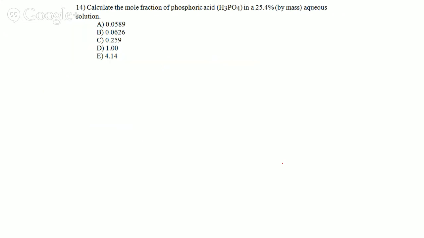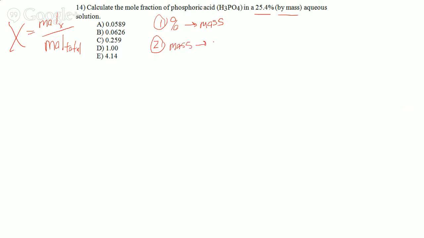Problem 14 says calculate the mole fraction of phosphoric acid given this percentage composition. Well, first thing to remember is, well, what is the mole fraction? It's the moles of your part over the moles total. All right, so we're going to have to get moles, and they give us percentage by mass. So first thing we can do is percentage. We can get masses. Second step is we're going to have to convert the masses to moles. And then once we have the moles, then we can do the mole fraction.